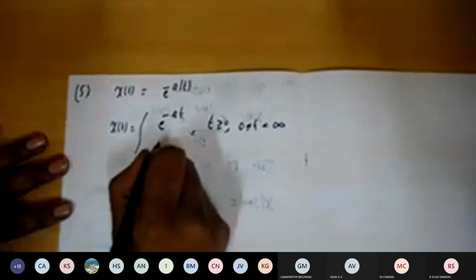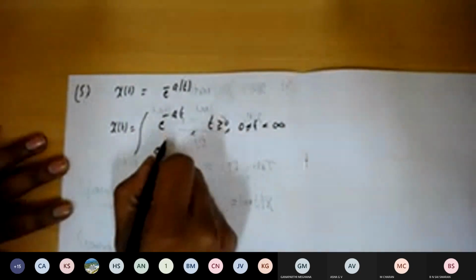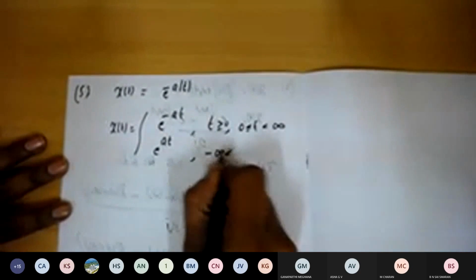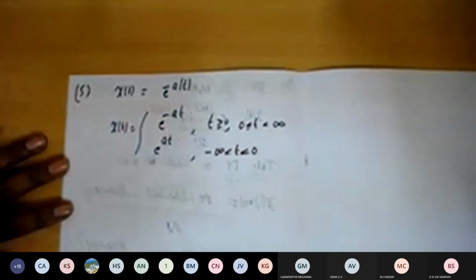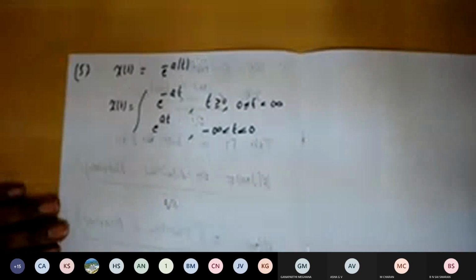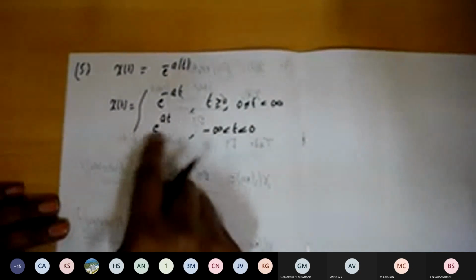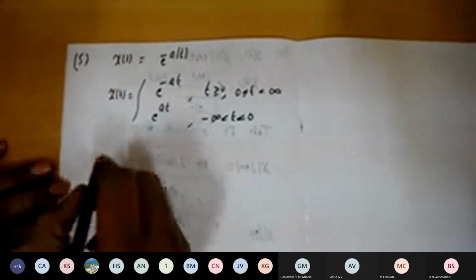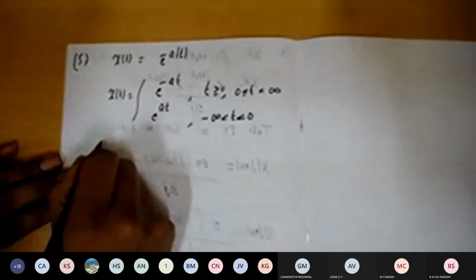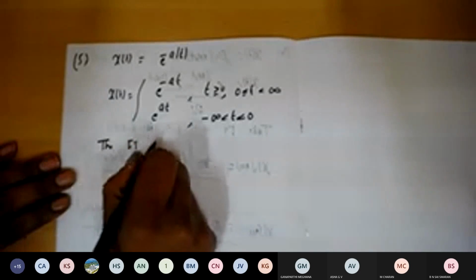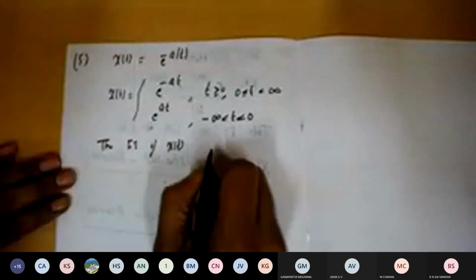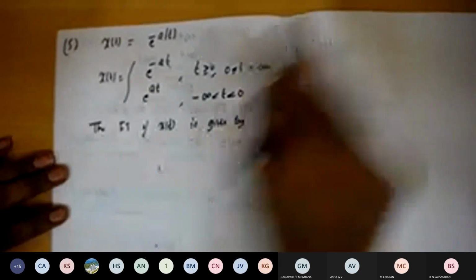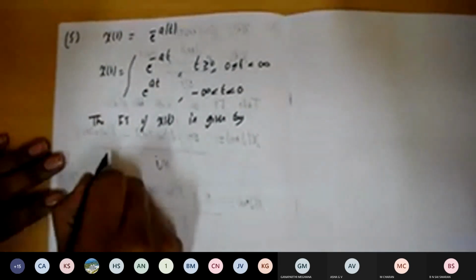And for t less than 0, since t is taking the negative value, I can take minus into minus will become plus, e to the power of a t, from minus infinity less than t less than 0. So now we need to find out the Fourier transform of this one. We'll write the Fourier transform formula. So the Fourier transform of x of t is given by, this is equal to X of j omega.